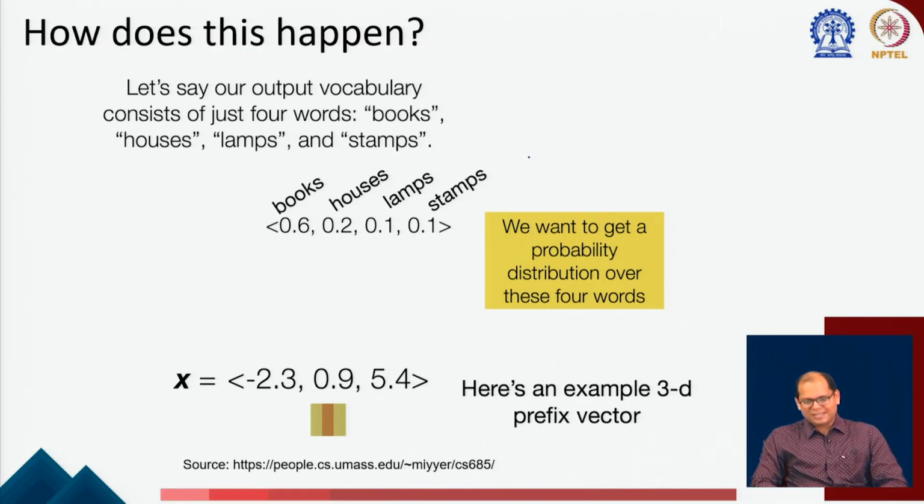Okay. So let's take a simple toy example. Let's say our vocabulary is very, very small. We have just 4 words: books, houses, lamps, and stamps. I have only 4 words in my vocabulary. That means my output will be 4-dimensional, right? And so I want to achieve a probability distribution at the output. Let's say this is one possible distribution, 0.6, 0.2, 0.1, 0.1 for books, houses, lamps, and stamps, right? Adds up to 1, all are greater than or equal to 0. So you want to get this probability distribution over these 4 words.